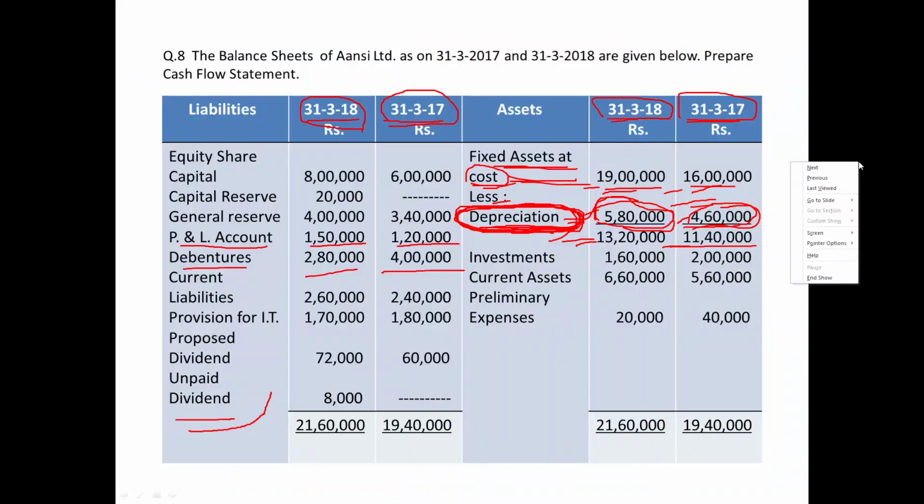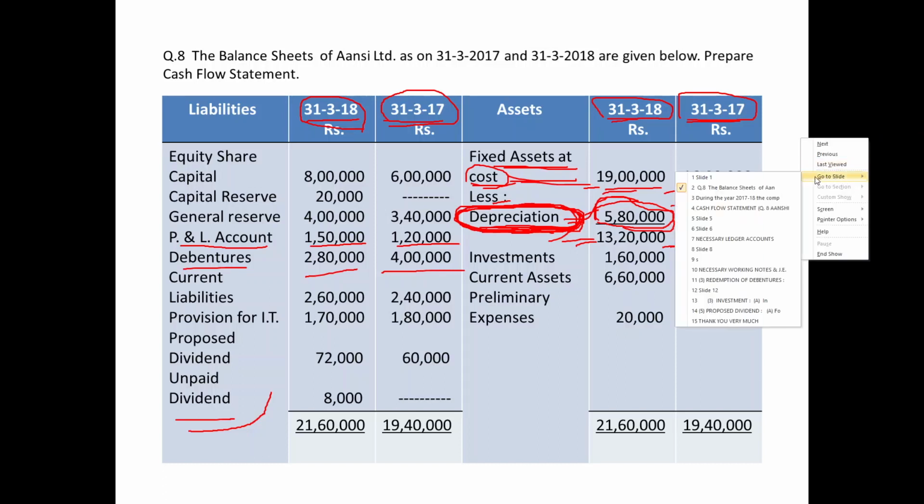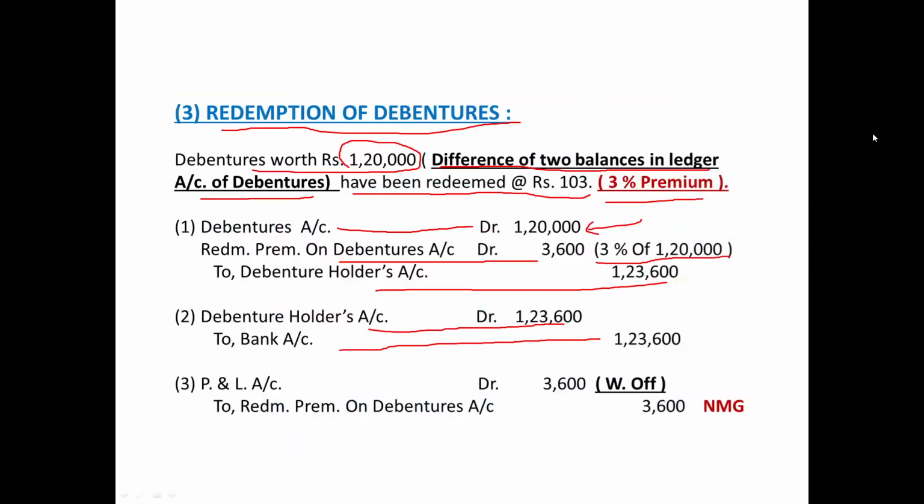Let us verify the balance sheet. Is there any debenture redemption premium appearing on the asset side? No, nothing is there. So what does it mean? 3,600 redemption premium on debenture is not appearing on the asset side of the balance sheet. It means this 3,600 has been written off in the current year itself.